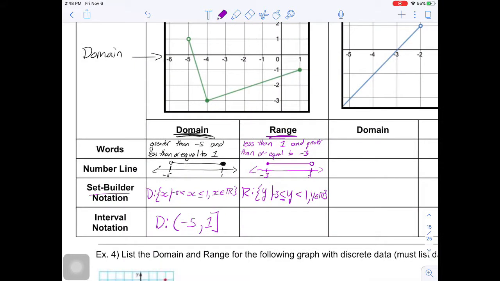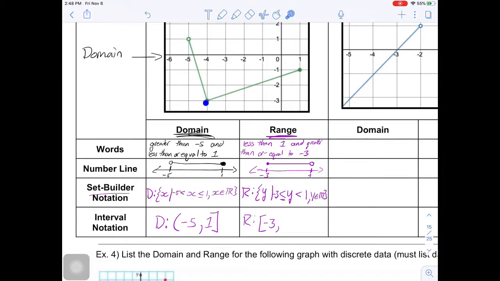Let's use set builder notation. So here we're talking about range. Okay, what's my smallest number? My smallest number is -3, and I include it. So remember, you always state your smaller number first, and this is including -3.